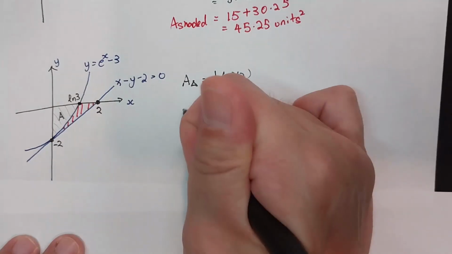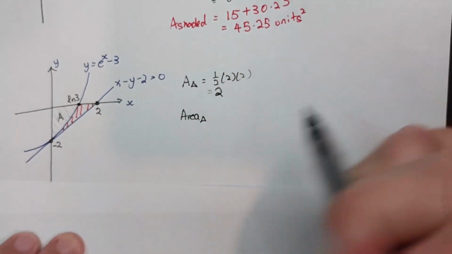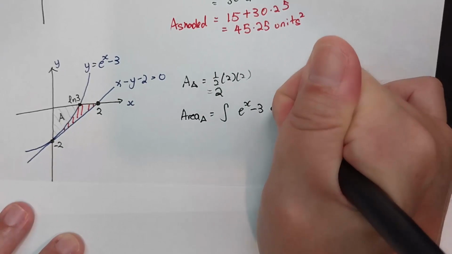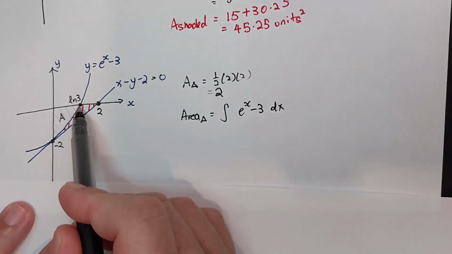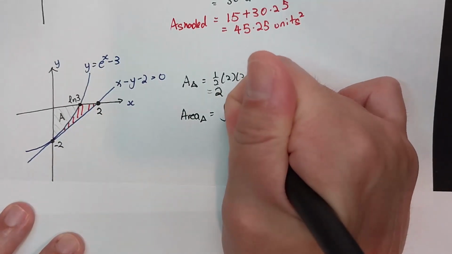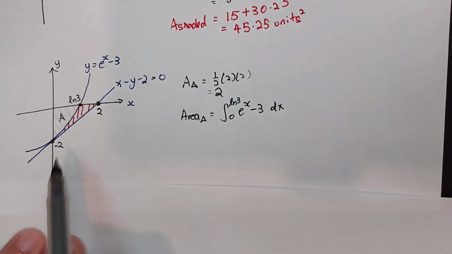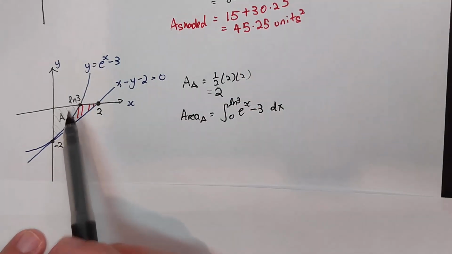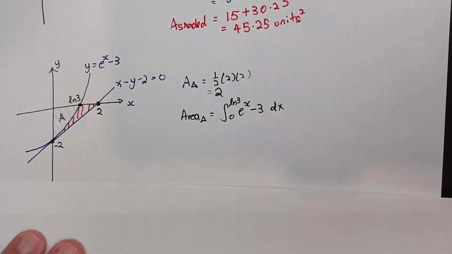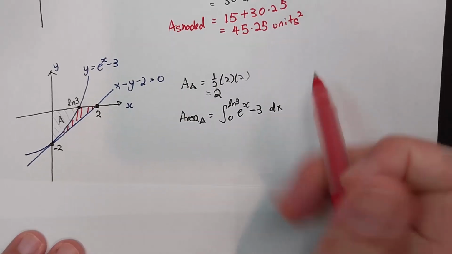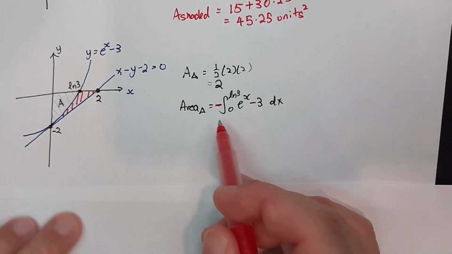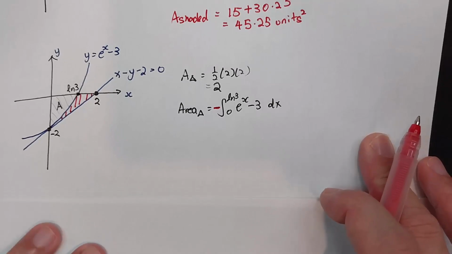To find the area of the region A, we will need to integrate e^x − 3 dx from ln 3 to 0. Now, do take note that this area here is below the x-axis. So if you just do it like this, you will get a negative area later. In case you get a negative area, remember to put a negative sign to convert it to positive. So for now, let's put a negative sign first, since we are already expecting a negative area.